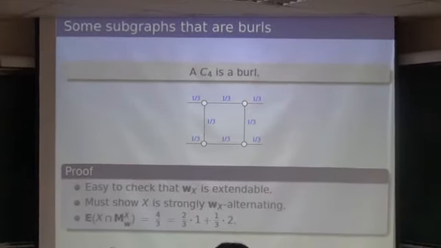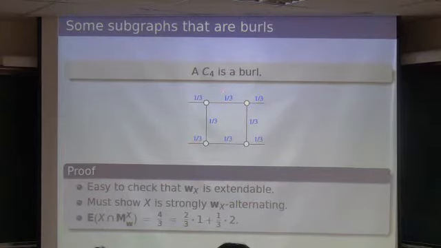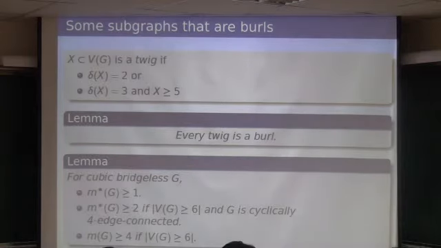It might be a little bit hard to follow, but basically a burl is something where we can define a nice weighting where we have a high probability of things going the way we want. And the more important thing about burls is that we can decompose them. We can rip them off the graph and close everything up and then apply induction. So a twig is a special kind of burl, and it's a really trivial burl. A twig is something that corresponds to a cyclic 2-edge cut, or a cyclic 3-edge cut where you have at least 5 vertices on one side.